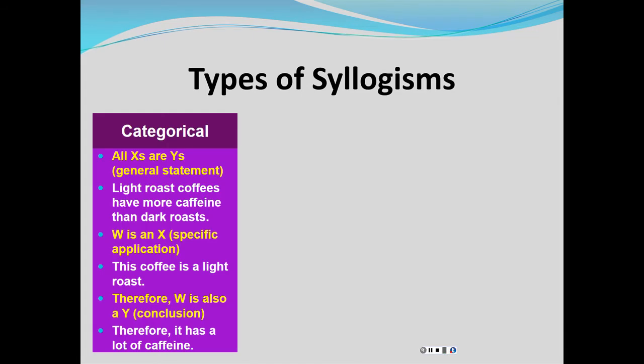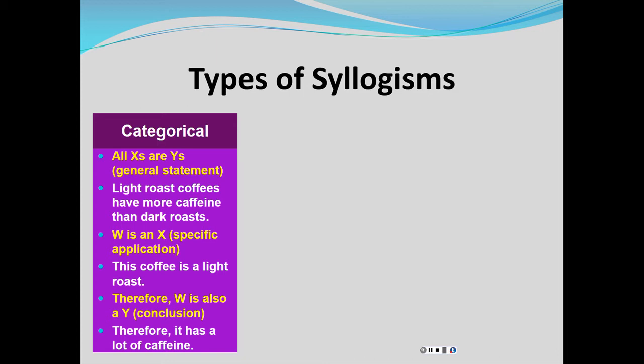We've got a couple different types of them. I'll try to give you a couple examples. The first one is what we call a categorical syllogism. That's the all X's are Y, W is an X, therefore W is also a Y. So I told you a couple weeks ago that one of my former jobs was working at a coffee shop. One of the weird near universal rules, but not 100% universal rules, that I learned while working at a coffee shop is that light roast coffee actually usually has more caffeine than dark roast coffee.